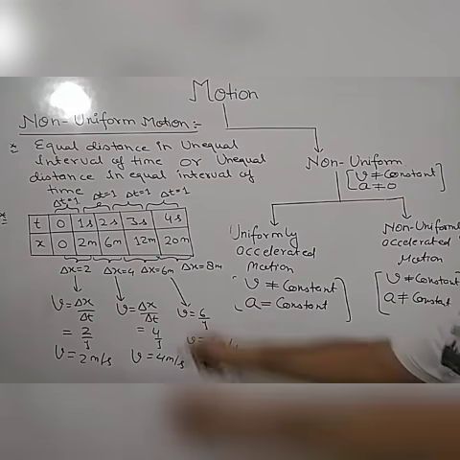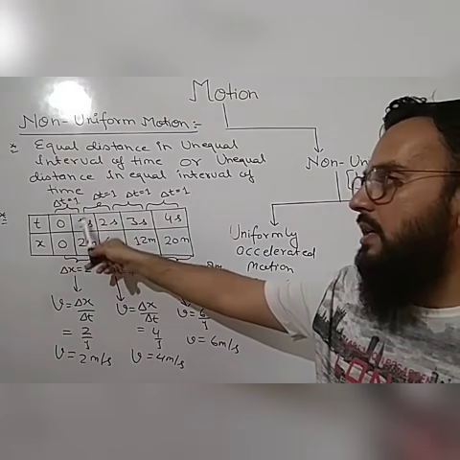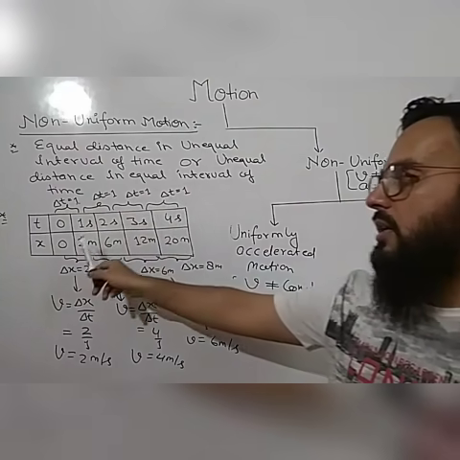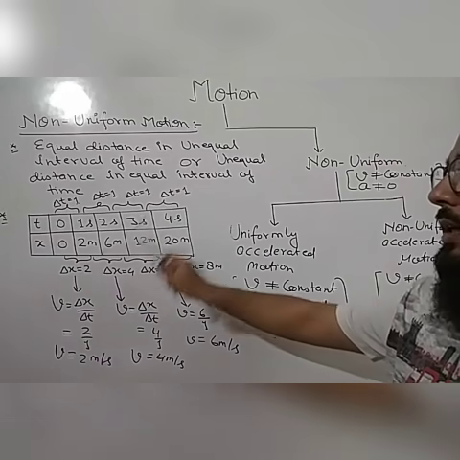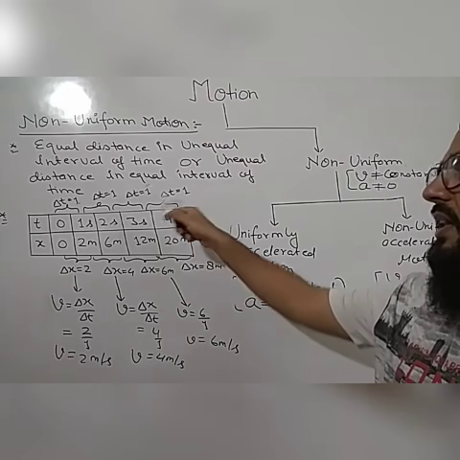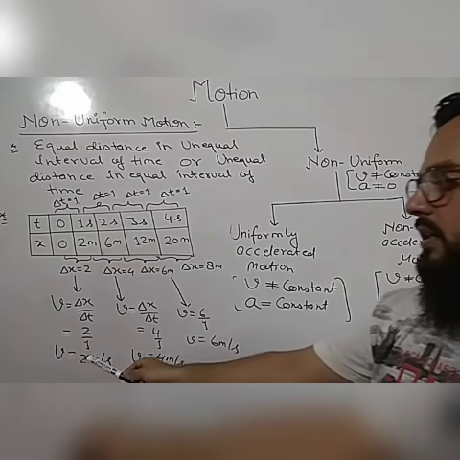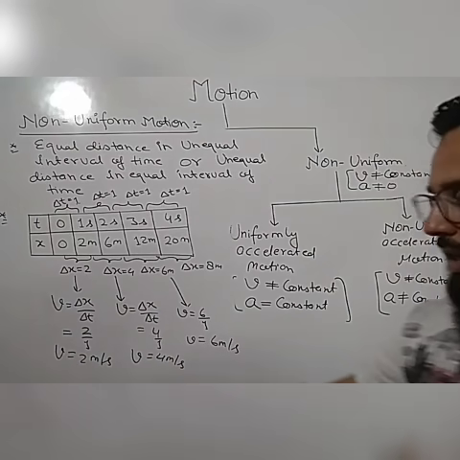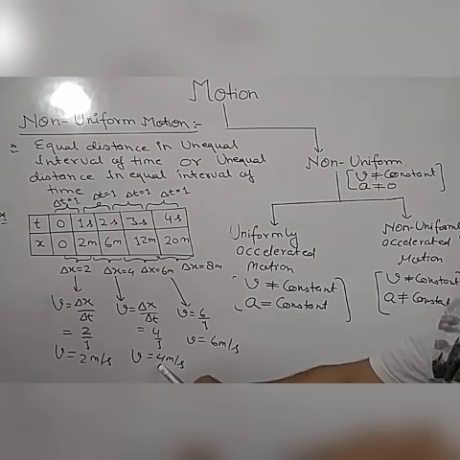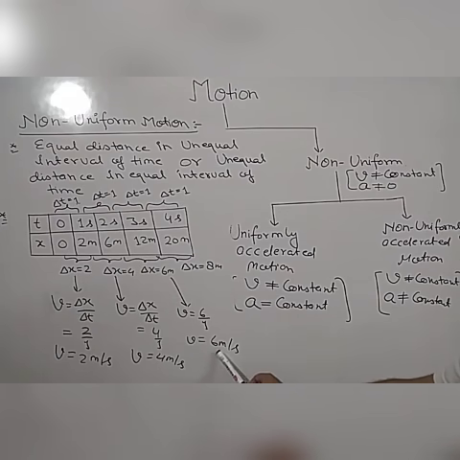Such type of motion is known as non-uniform motion. So we have taken an example. In this particular example, time interval is constant, but displacement of the position is continuously changing. Time interval is equal, change in position is unequal. That's why it is non-uniform motion, and there is a velocity which is not constant. For the first interval, velocity is 2 meter per second. For second interval, it is 4 meter per second. For third interval, it is 6 meter per second. So such type of motion is known as non-uniform motion. Note it down.